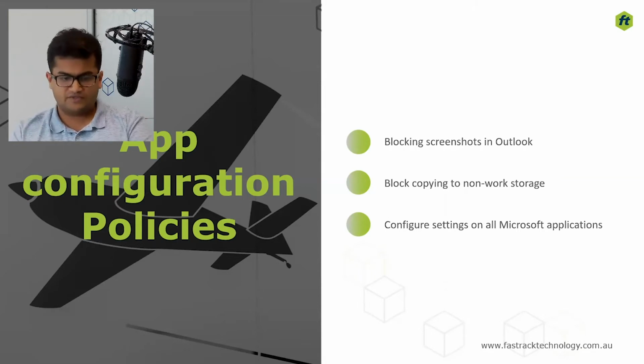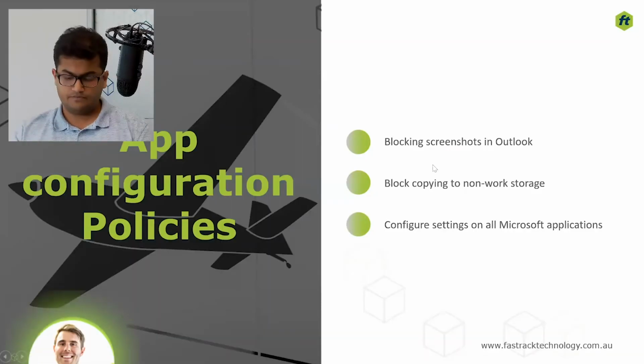or just one tab. Or if your organization is using external third-party signature management systems, you can block the default signature that Outlook has, which says Get Outlook for Android. So that's pretty handy as well. And these app configuration policies are compatible with all Microsoft applications.